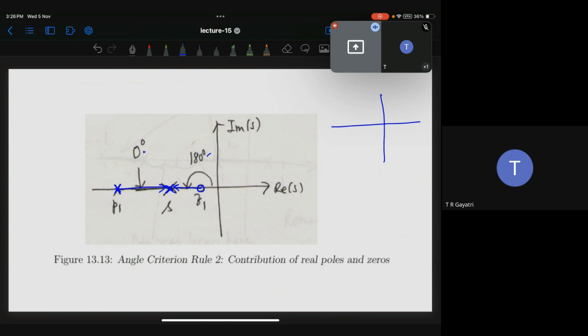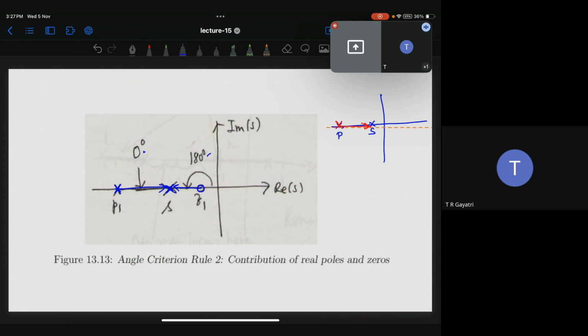Let me put it here. This is your S point. This is the pole. Basically what we do is, from the pole, draw a vector. Now you start moving it anti-clockwise. Already you have this reference line. What is the angle? This is 0 only. Correct?